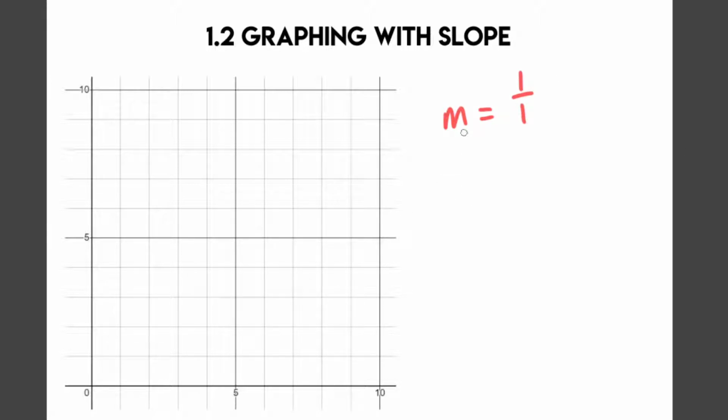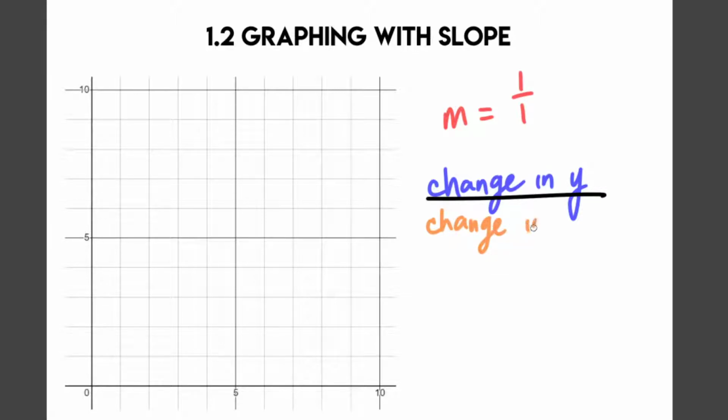Now, just like last time, remember that this is a code. This is going to tell us how to actually create the line. The top part, the numerator, still represents the change in y over, and the bottom part represents my change in x. Cool? So if I'm looking back up here, I know that it's 1 over 1. So that means that my change in y is 1 over my change in x, which is also 1.